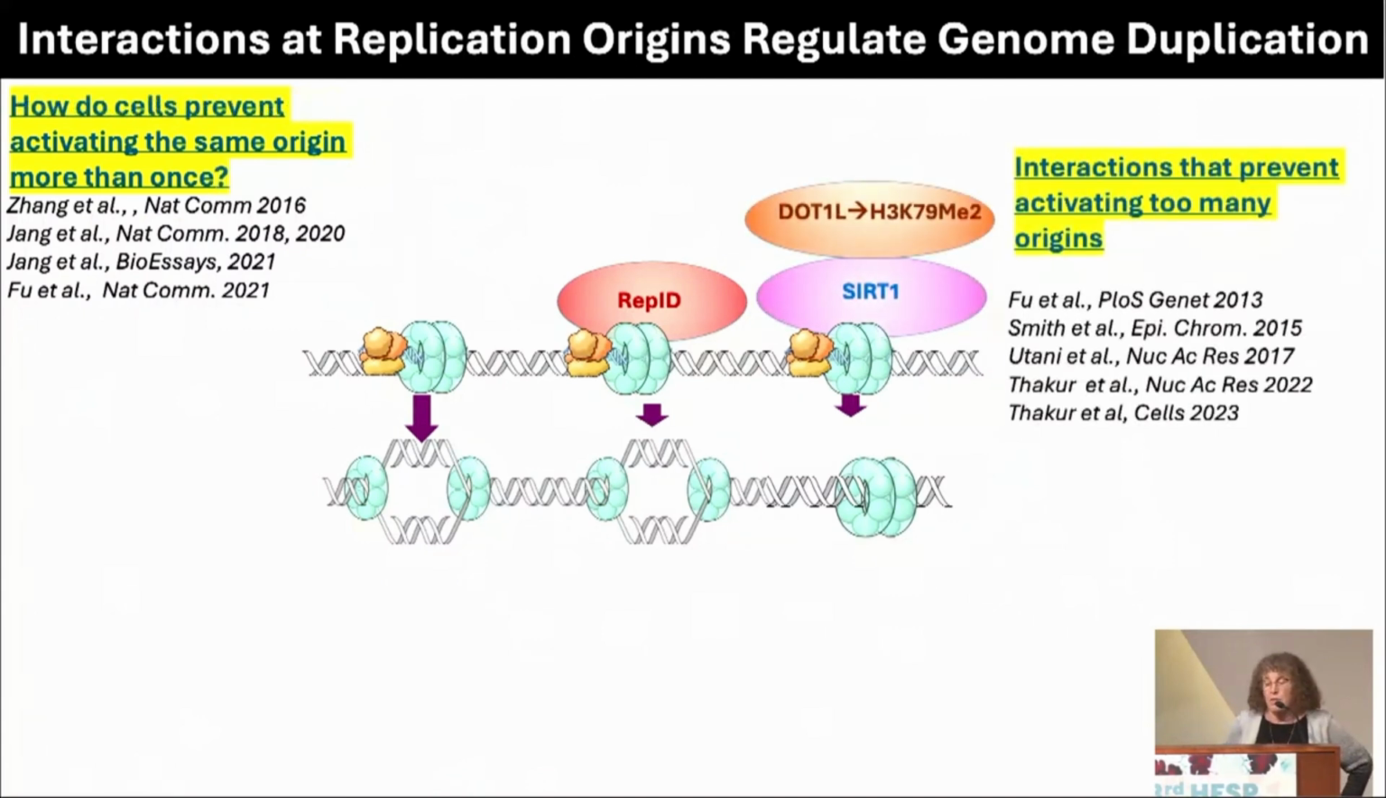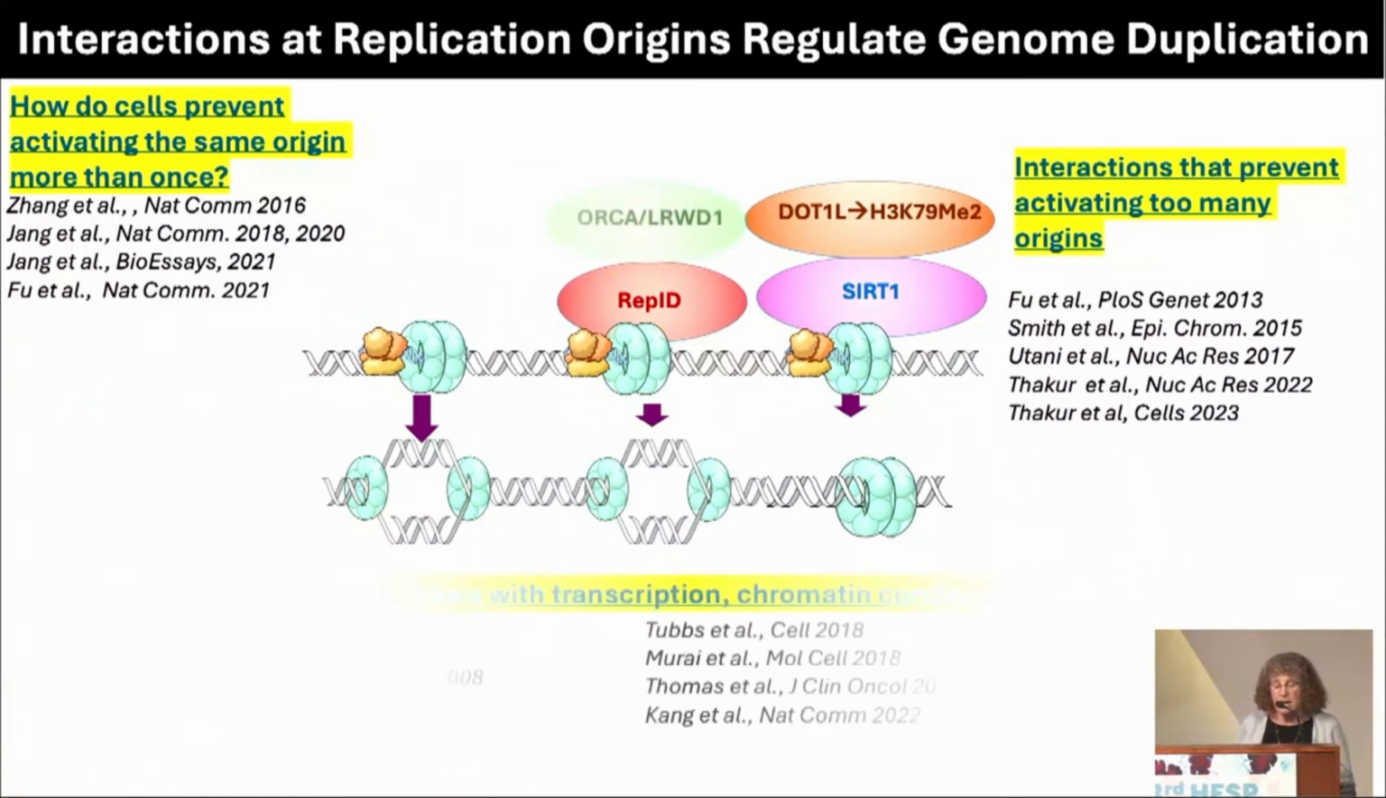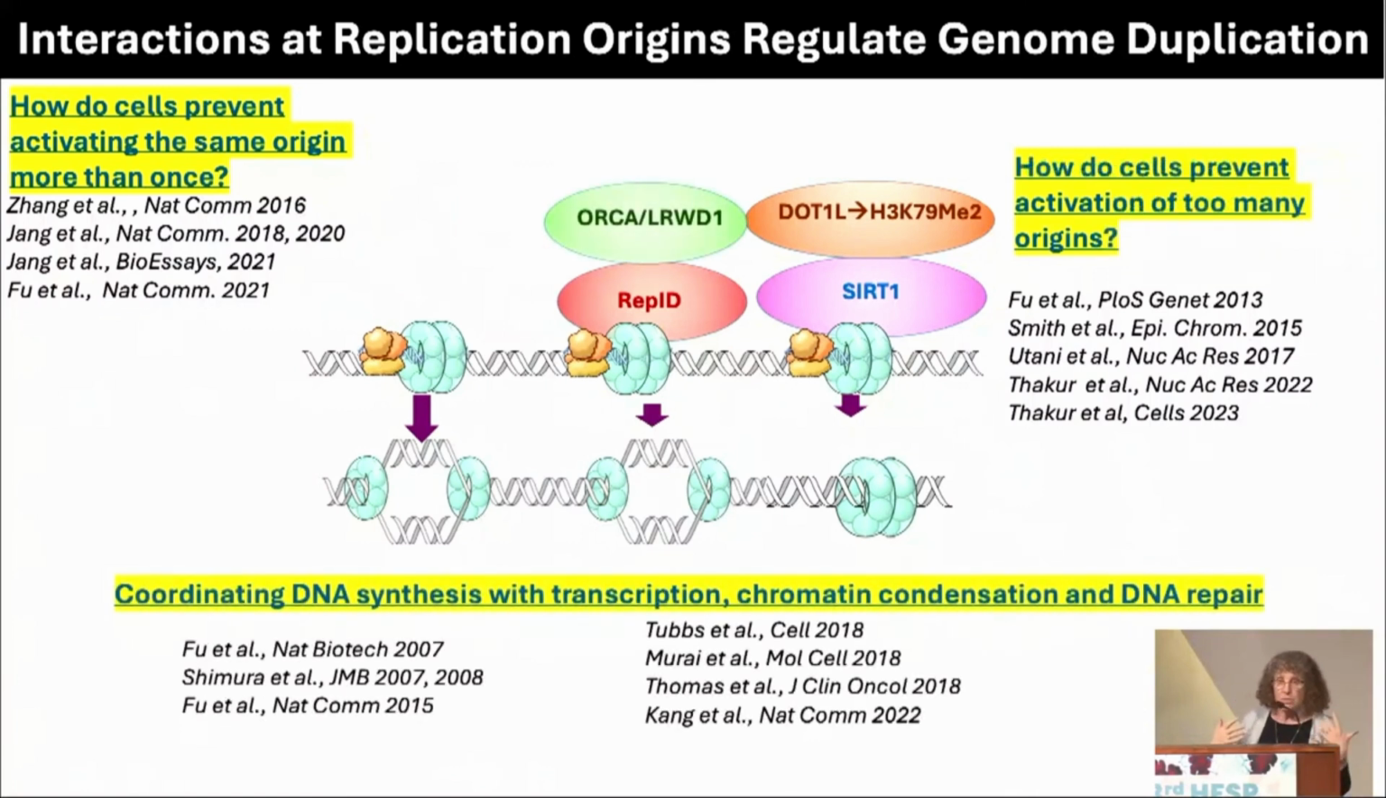The second type are interactions that prevent activating too many origins just next to each other. So they are actually negative interactions that bind replication origins in order to suppress the initiation from those origins. And the third type, which I will not have time to describe in detail, are interactions that coordinate DNA synthesis with transcription, chromatin condensation, and DNA repair.